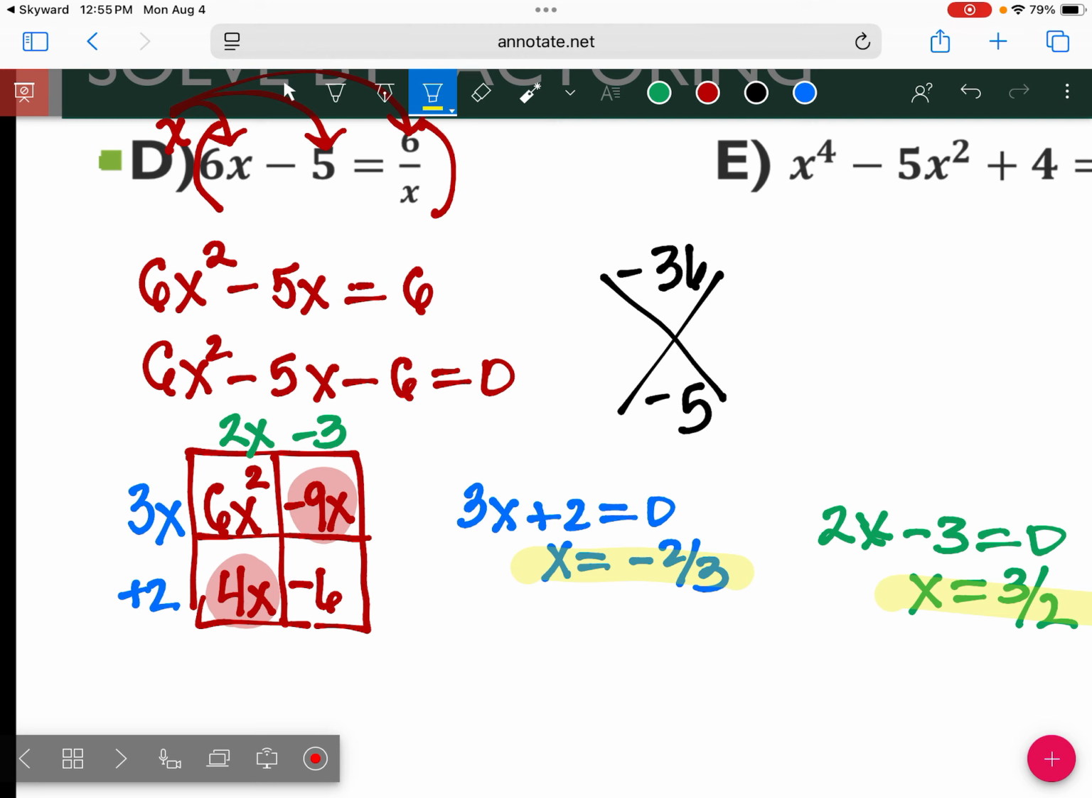I do like the box method, even though it's not one of my favorite methods, because you can multiply it and you should get what's on the inside if you go back and check it. So this is what I get: 2x minus 3 and 3x plus 2. All right, any questions? Anything you want me to go back and explain?